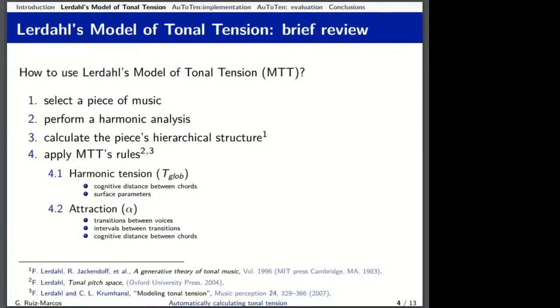The first, harmonic tension, which in the literature is referred to as T-glob, concerns the vertical arrangement of chords and the cognitive distances between them. The second, attraction, which in the literature is referred to as alpha, concerns the horizontal arrangement of chords and the voice-leading paths between chords. To calculate the values of harmonic tension of a given piece of music, we need to calculate the cognitive distances between the chords connected by the piece's hierarchical structure.